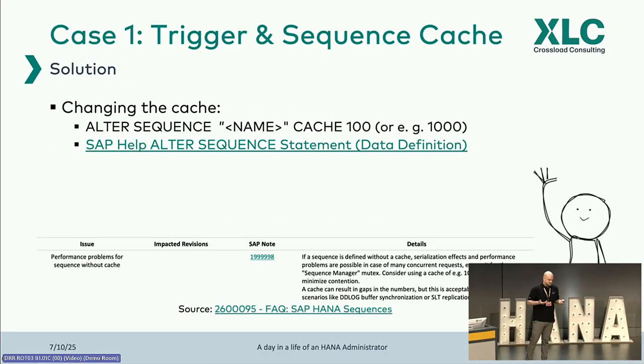And at the end, the solution was, from a technical perspective, from a database or HANA database administrator perspective, very simple. You can execute a command to change the cache, for example, to 100, to 500, to 1,000. We analyzed all the different tables and how much they would be changed during this IDOC process. So we chose 100 for tables which have a normal change rate, and 500 or 1,000 for tables which have a very high change rate.